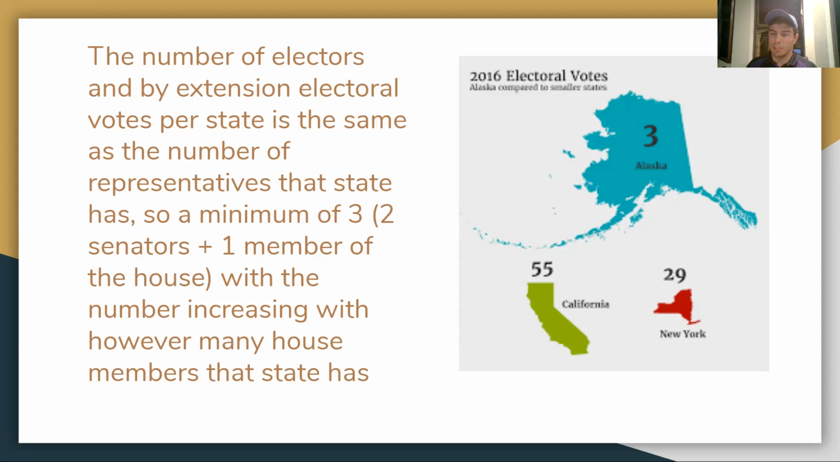It's going to be 2 from Senate members and then X amount of House members. So California obviously is going to have much more than a small state like Alaska, because we have so many House members because of our large population. So we have 55 compared to their 3. Now, a good amount of states have 3. That is the minimum number for electoral votes.